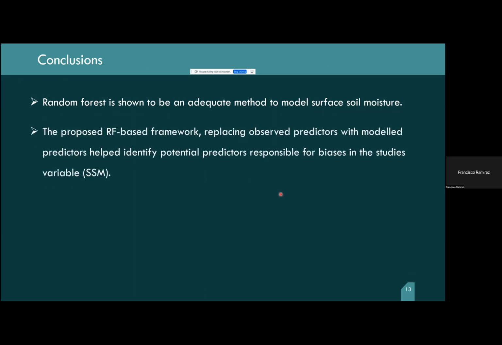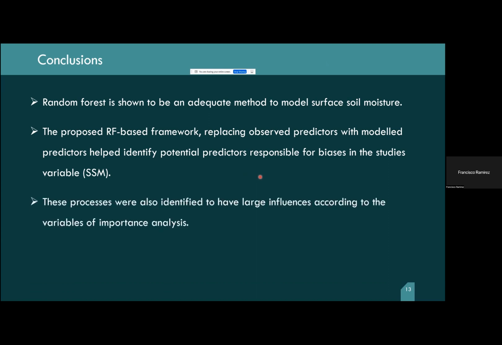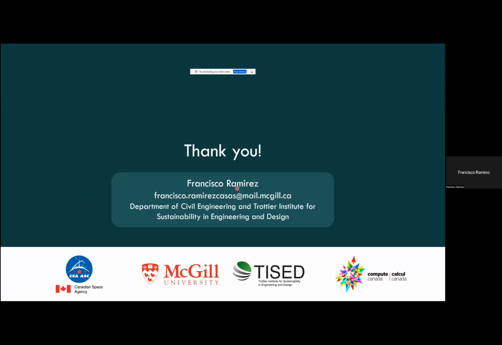Okay, for conclusions, random forest was shown to be an adequate method to model surface soil moisture. The proposed random forest-based framework, replacing observed predictors with model predictors, helped identify potential predictors responsible for bias in the variable of study, in this case, surface soil moisture. And these processes were also identified to have large influences according to the variables of importance analysis.